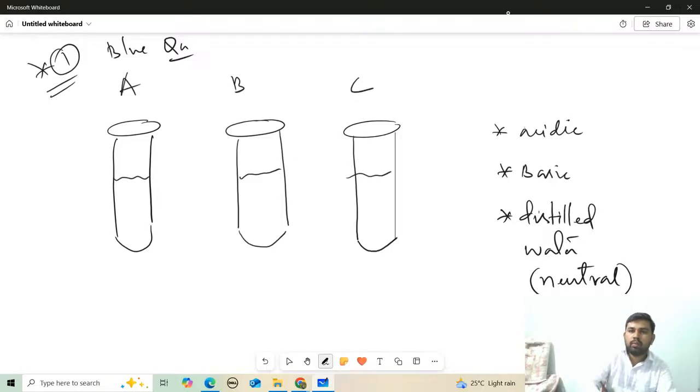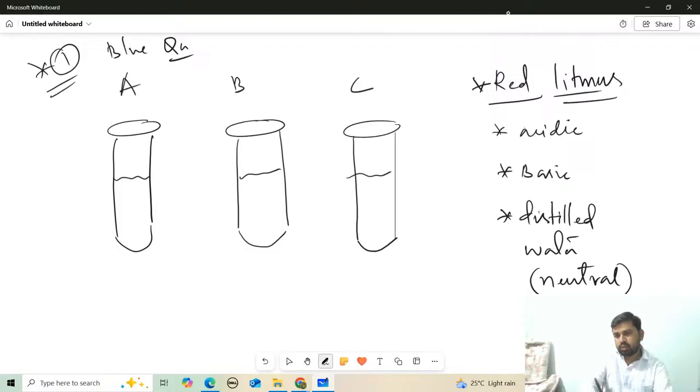With us, only one paper is available. Which paper have they given? They gave red litmus. Whether red litmus or blue litmus, we know very well: if it is acidic, it will show red color, and if it is base, it will show blue. So let me think here: they gave red paper, and we kept red paper here.